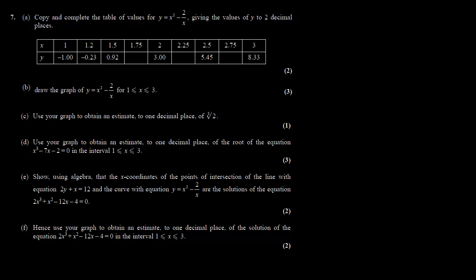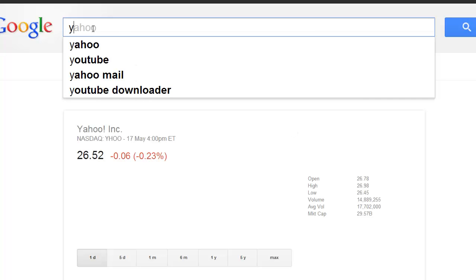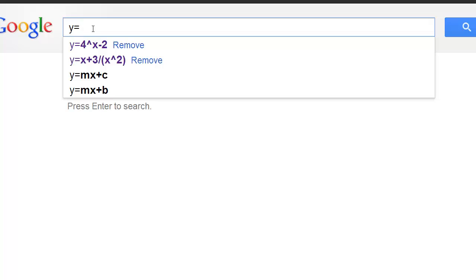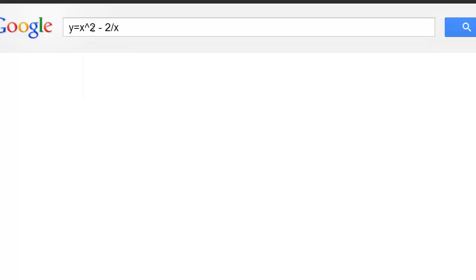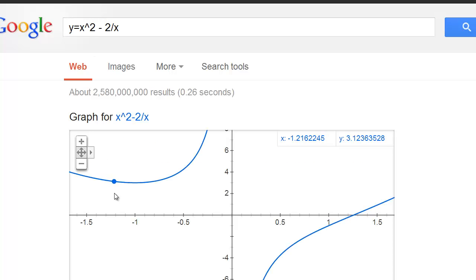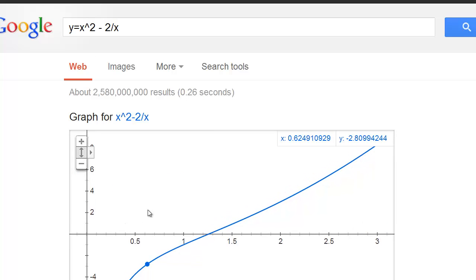So the graph here is y equals x squared minus 2 by x. So let's plot it first. So y equals x squared, then we have minus 2 by x. So that's what it looks like. Now let's adjust a little bit. So that gives an idea what's here.